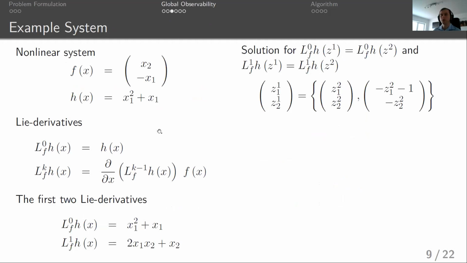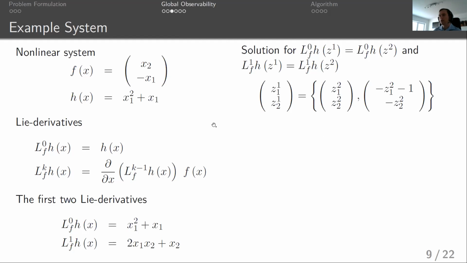And if we compute the Lie derivatives, then we first notice that the system has the dimension 2. So if we compute the first two Lie derivatives, which are shown down here, and compute all solutions for these two equations, then we get besides the trivial solution another set of solutions. So currently the set M is bigger than the set D because of this additional solution. And therefore this nonlinear system is not observable.